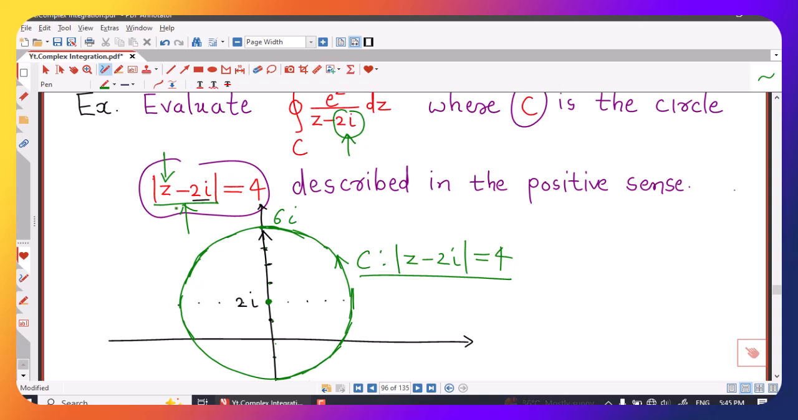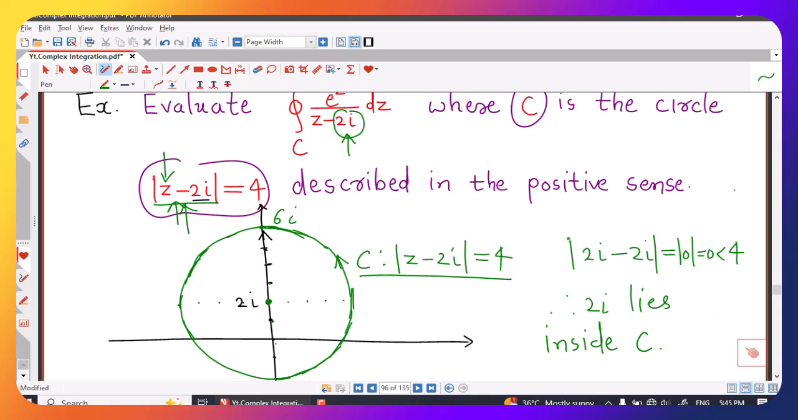If it is greater than 4, then it is outer side of the given contour. So that we can check here also. Suppose I take z equal to 2i here, then I will have 2i minus 2i, that is 0, and it is less than 4. Therefore we can say that 2i lies inside given simple closed contour.